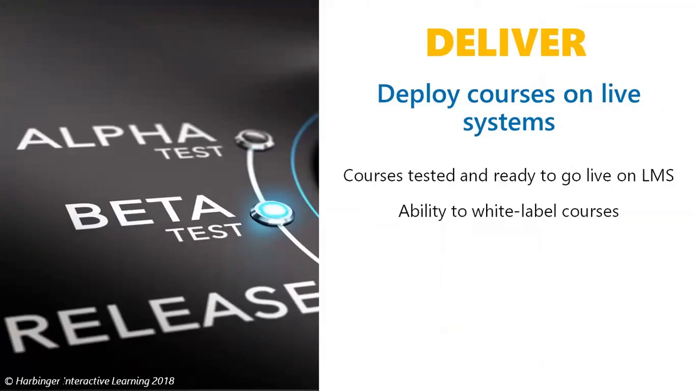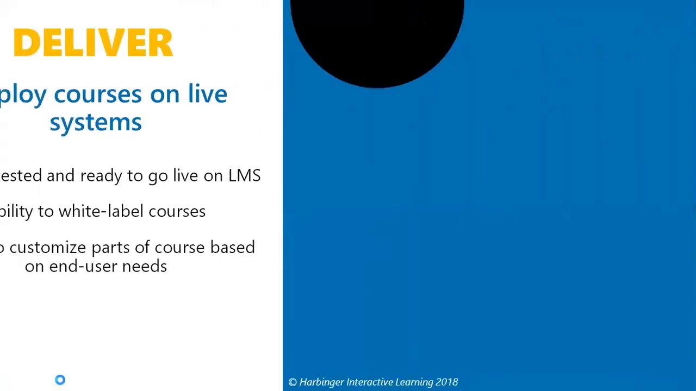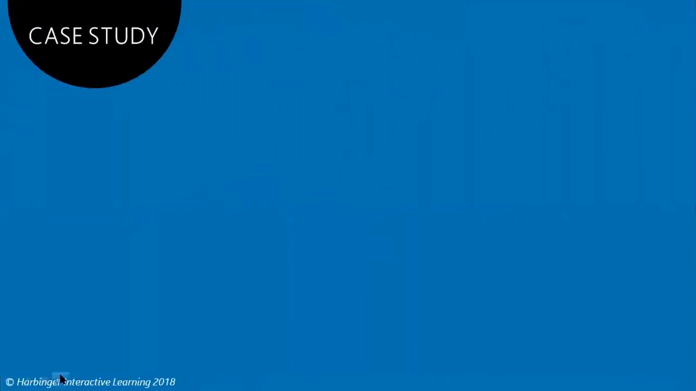If you're an e-learning catalog provider, you might be getting these requests. For example, your end customers might want to white label the courses or have the ability to customize a certain section of courses, if they want to add some standard operating procedures in the course, or add a few screens. So we ensure that these courses have the ability to be white labeled or customized based on the end user and customer needs. So this was all about the define, design, develop, and deliver process.